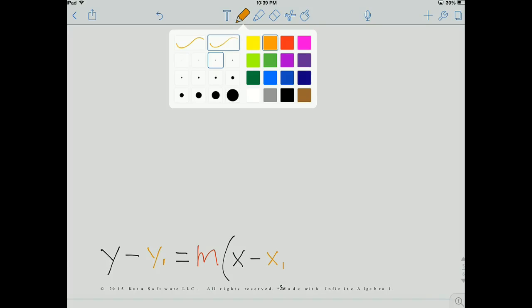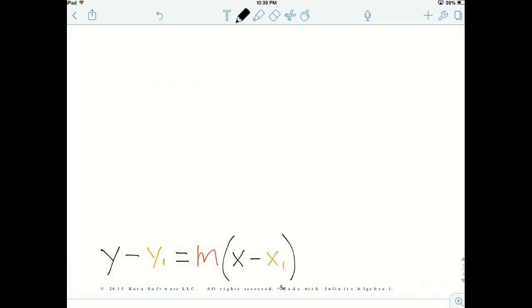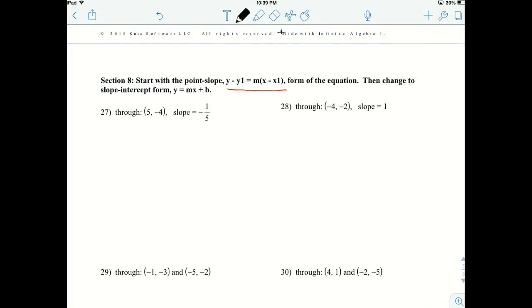Let's keep our colors consistent here. The two that I made in orange here, these two are both coordinates. That means that they are a point somewhere on your graph. The m is a slope. So let's go ahead and see how this works when we plug everything into this equation. So let's go back to the top of our page.